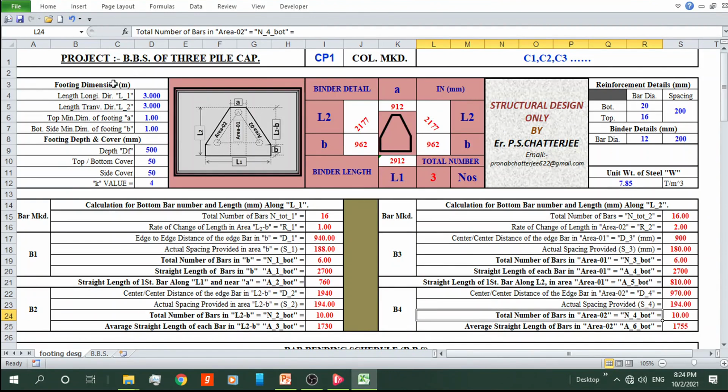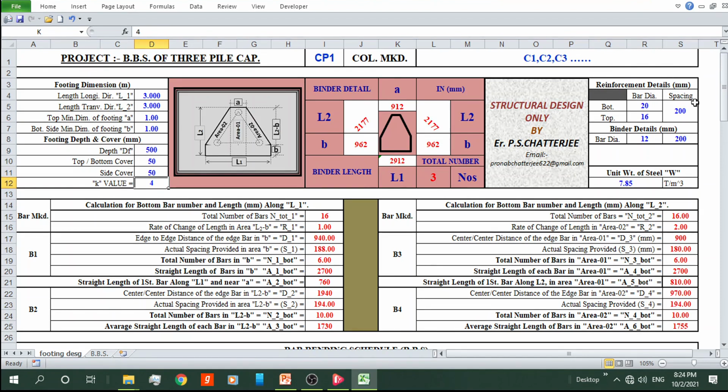This is footing dimension in meter. Length L1 is equal to 3 meter. Length L2 is equal to 3 meter. Top minimum footing, that is A, is equal to 1 meter. Side minimum dimension B is equal to 1 meter. Depth of footing 500 mm. Top bottom cover 50 mm. Side cover 50 mm. K value 4.